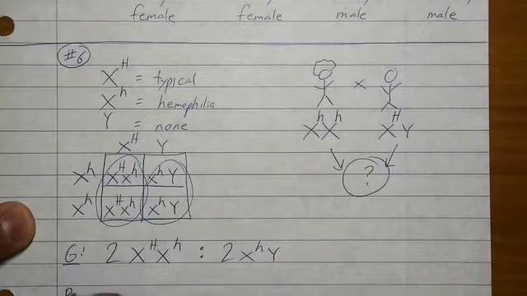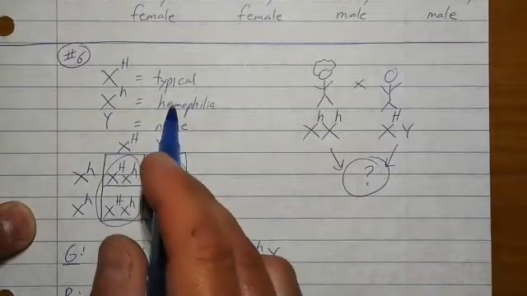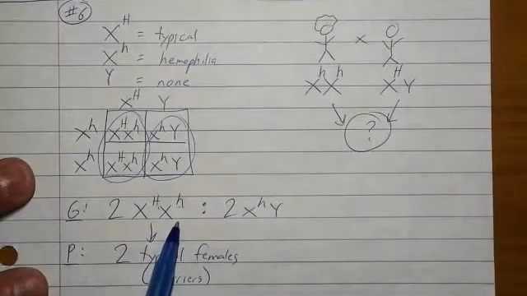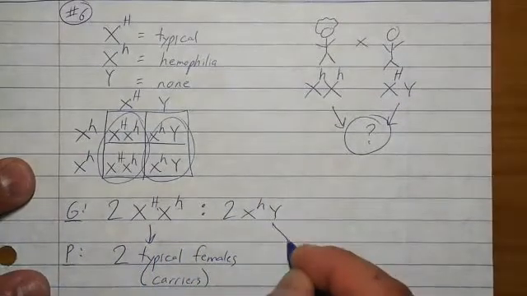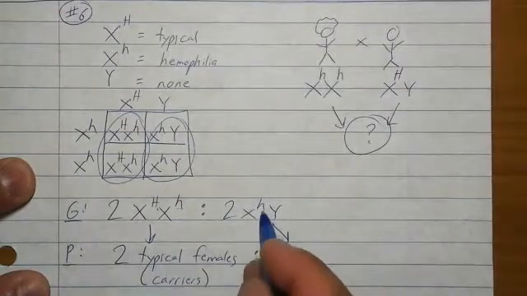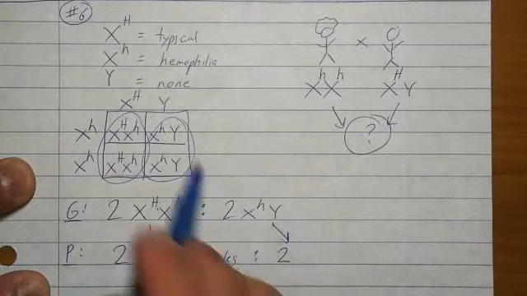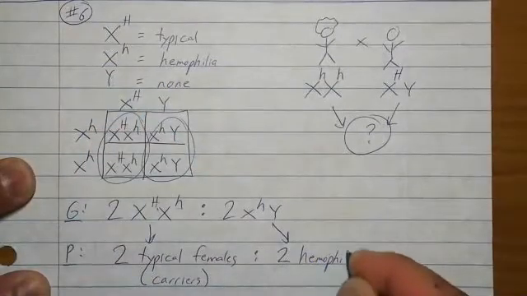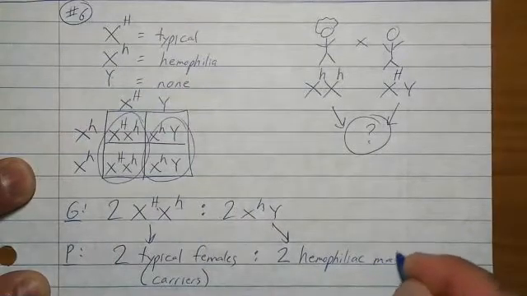So what are my phenotypes going to come out to be? 2, the capital is going to win. So typical here. 2 typical females. But I want to put in parentheses, they're going to be carriers because remember, they're carrying that lowercase h even though it doesn't show up on them. All right, and then what else do we have? We've got 2. This time the lowercase h shows up because the other one's a Y. So the lowercase h, hemophiliac. So I got hemophiliac males.